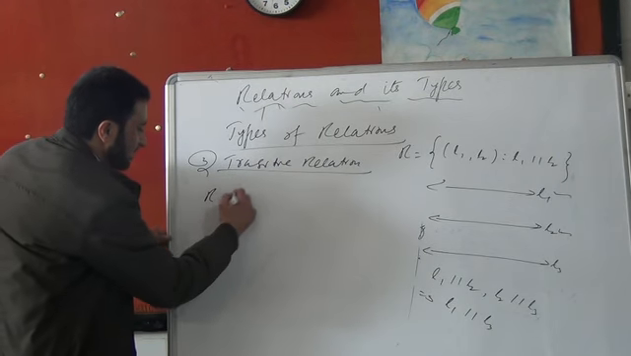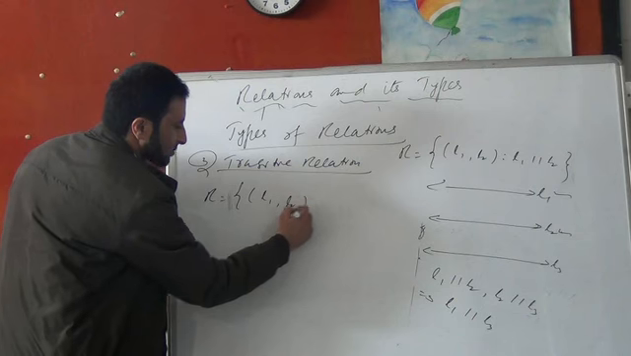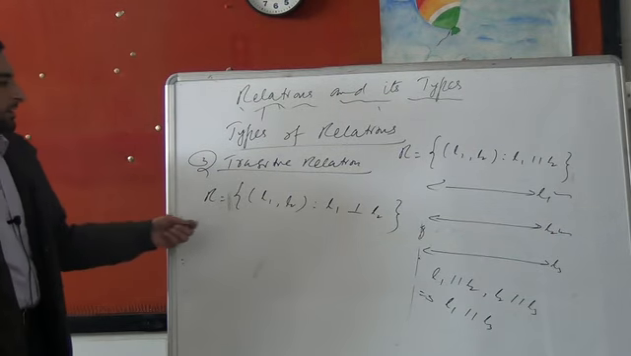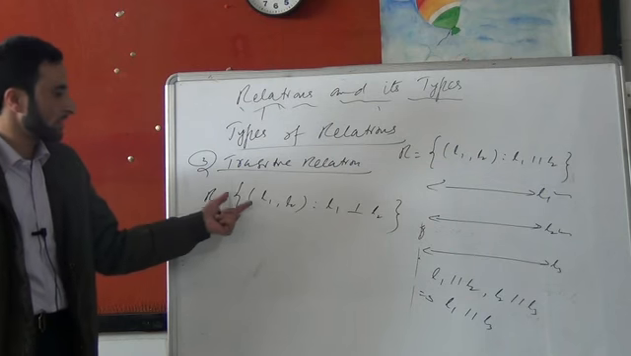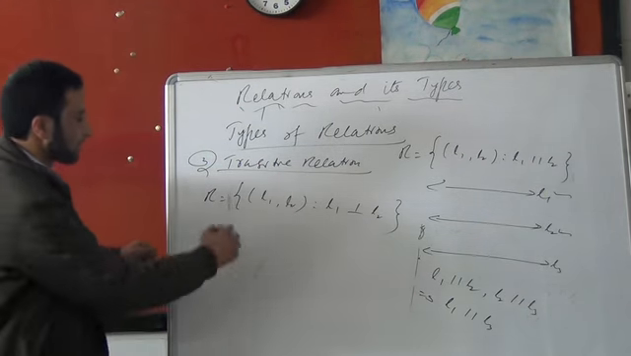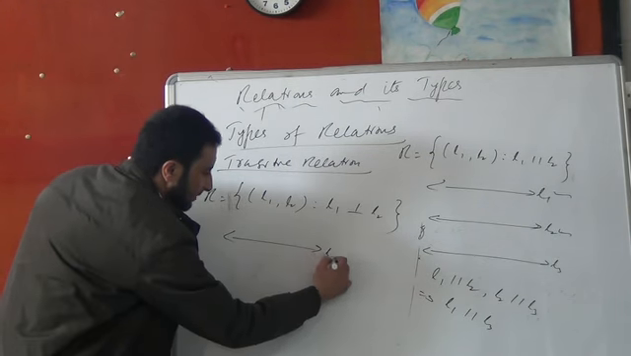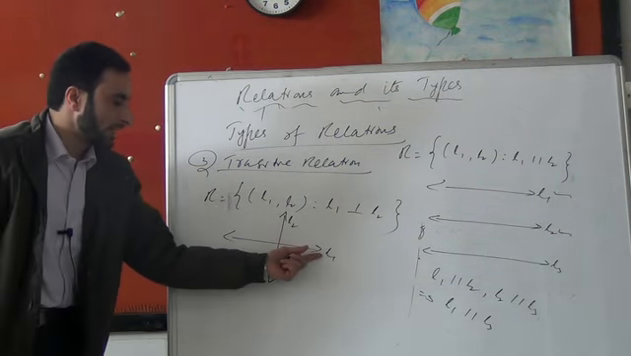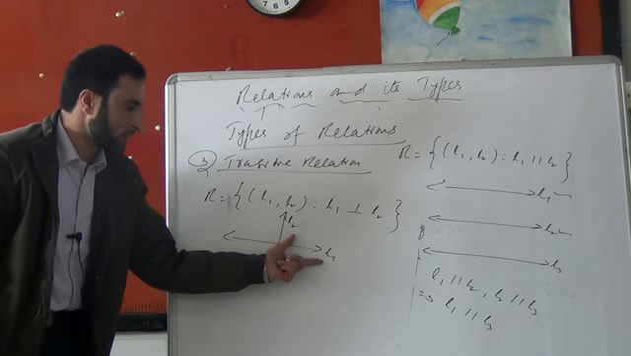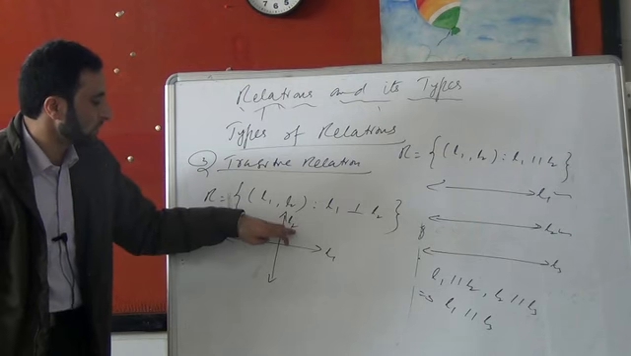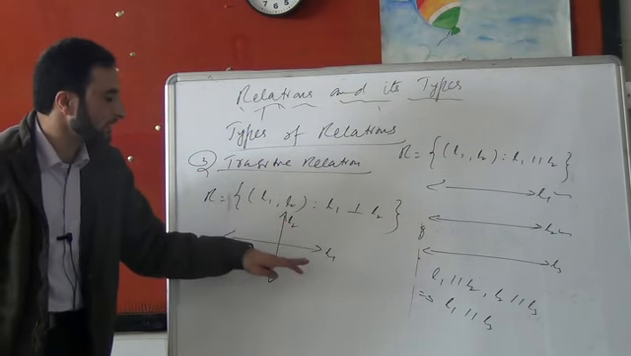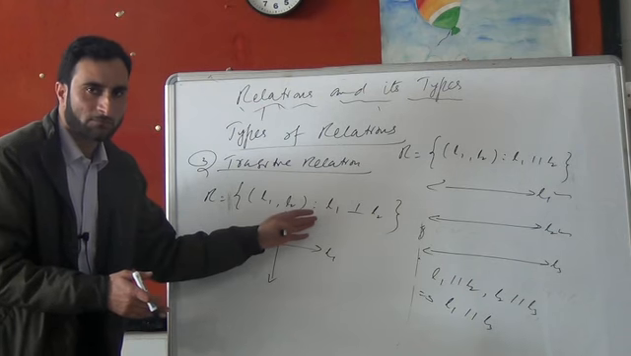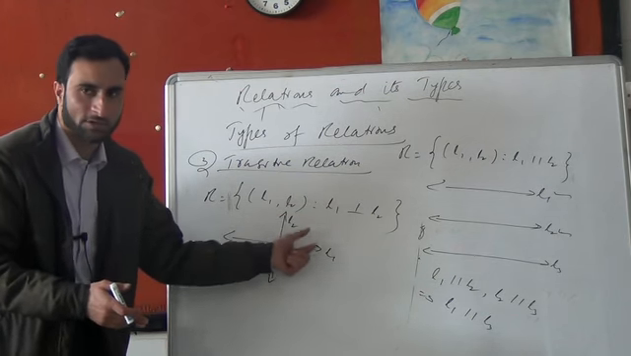If we have a relation like this, R equal to (L1, L2) such that line 1 is perpendicular to line L2. Let us first of all go through this relation in all the cases, whether it is reflexive, symmetric or transitive. Line L1 is perpendicular to line L2. Clearly, line L1 is not perpendicular to line L1, or line L2 is not perpendicular to line L2. Each line is parallel to itself, but not perpendicular to itself. So we can say that this relation is not a reflexive relation.